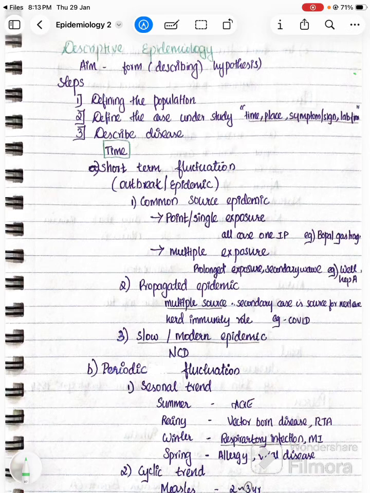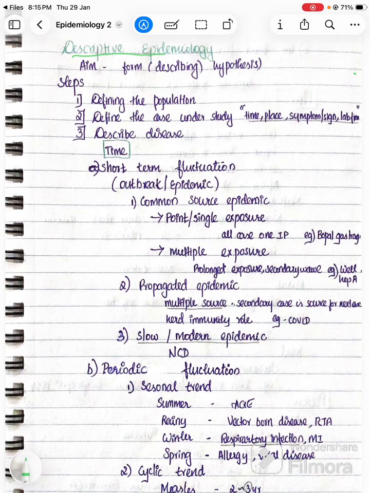Hello everyone, welcome to this lecture, Descriptive Epidemiology. We are going to describe the disease in terms of time, place and person. The aim of descriptive epidemiology is to generate the hypothesis. A hypothesis is an assumption. For example, smoking may cause cancer, or diarrhea is more seen in outside food eaters.